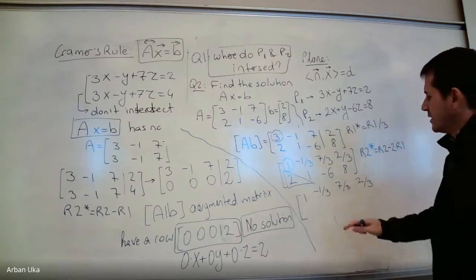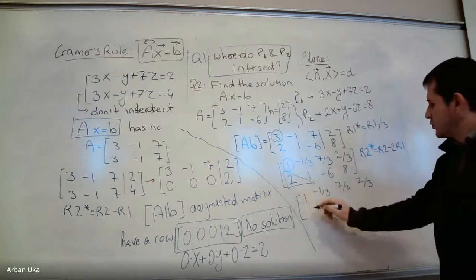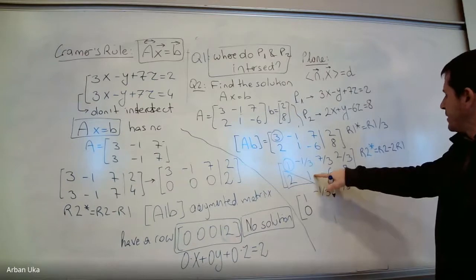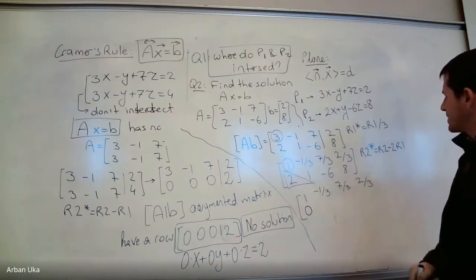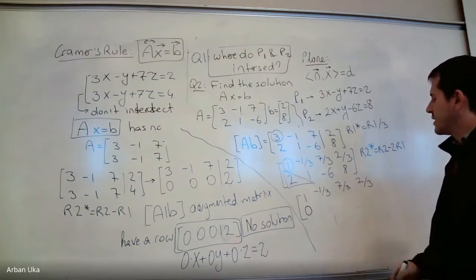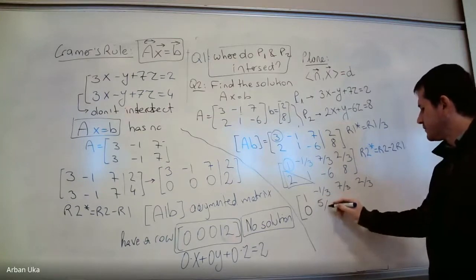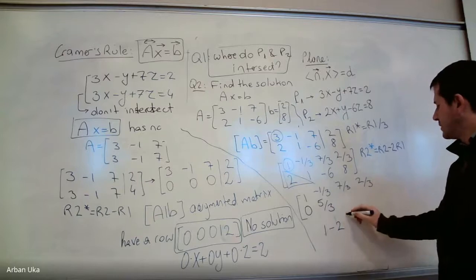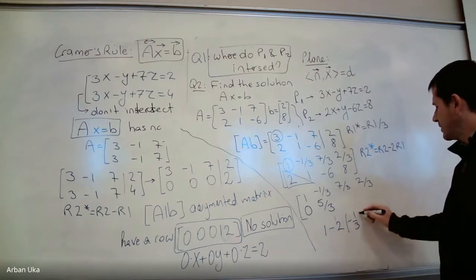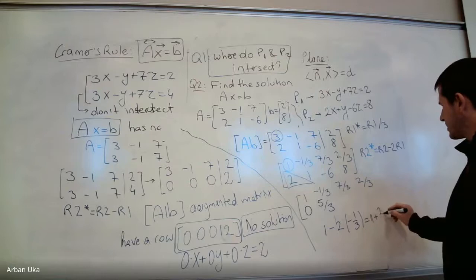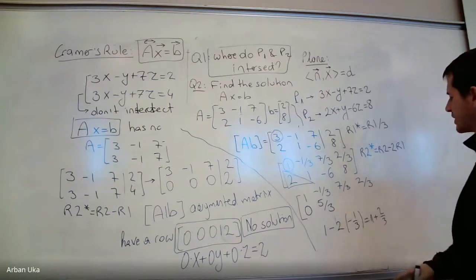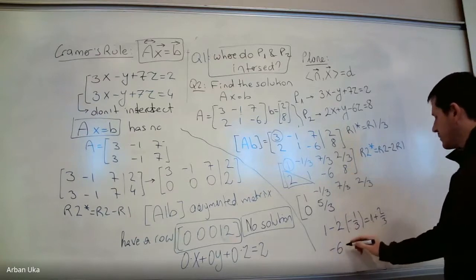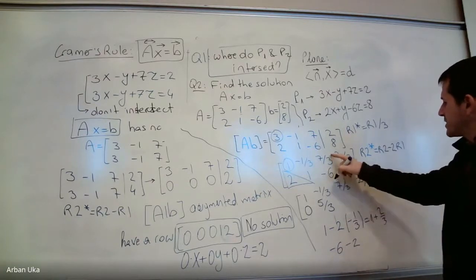So then 2 minus 2, we get 0. Then we have here 1 minus 2 times minus 1 over 3. This is 1 plus 2 over 3, which is 5 over 3. That's correct. And then we have minus 6 minus 2 times 7 over 3.